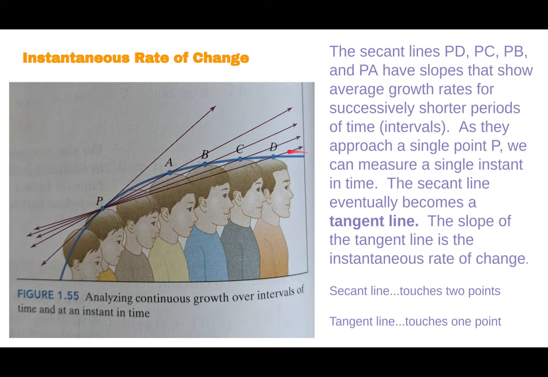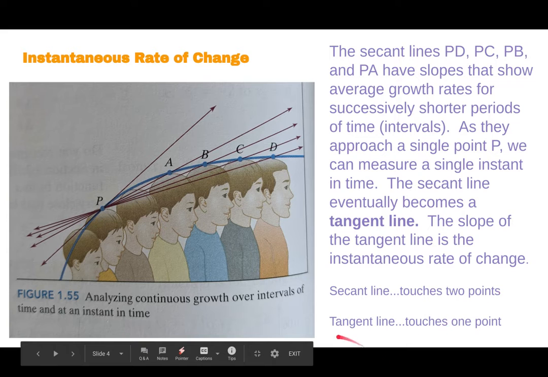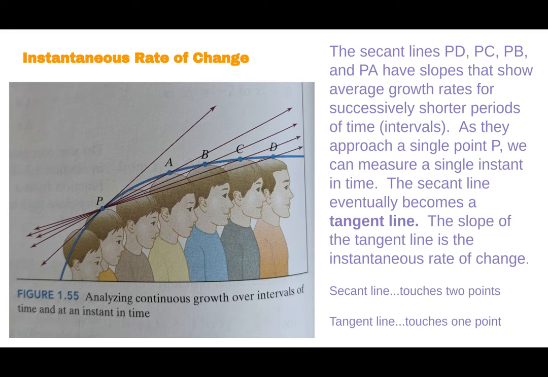So these other lines, PD, PC, PB, and PA, all tell me an average rate of change. The slope of this tangent line right here is going to tell me how quickly this boy was growing in the moment. In this one moment in time, how quickly was he growing? Okay, so the secant line touches 2 points, the tangent line touches 1 point, and we're analyzing continuous growth over intervals of time at an instant in time. Okay, and we'll see what that means in a moment.